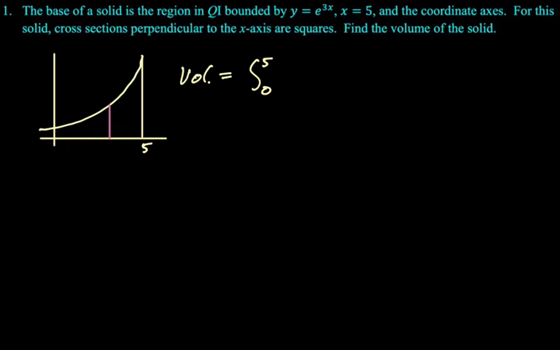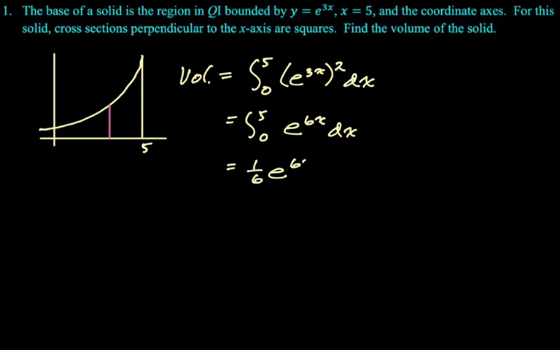And it's a square, so the area of a square is side squared. The side in this case is just e to the 3x minus 0. So we're doing the integral of the quantity e to the 3x squared dx. So this will give us the integral from 0 to 5 of e to the 6x dx, which will give us 1/6 e to the 6x from 0 to 5. When you plug in 5, you get e to the 30. When you plug in 0, you get e to the 0, which is 1. So we are going to get 1/6 times the quantity e to the 30 minus 1. That's the volume. It's huge, but we don't actually need to numerically find it.